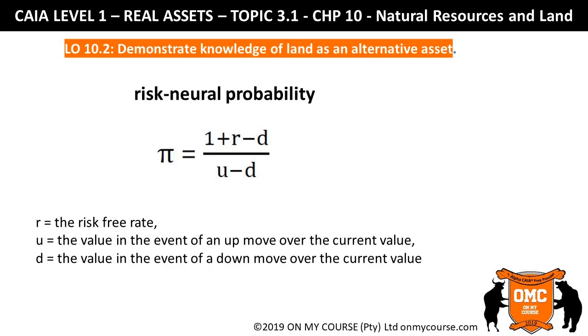The other option is to determine what actually is the risk-neutral probability. Here a formula is used where R is the risk-free rate, U represents the value in the event of an up move over the current value of the property, and D represents the value in the event of a down move over the current value of the land. In the previous example, we were given that there'd be a 70% chance of a strong economy. Now we want to simply calculate what the risk-neutral probability is. In other words, we're not given a percentage probability.